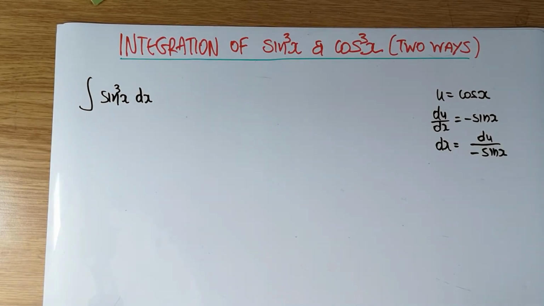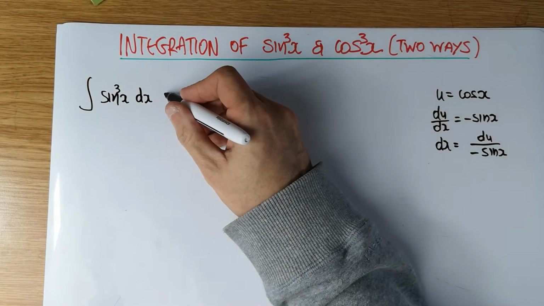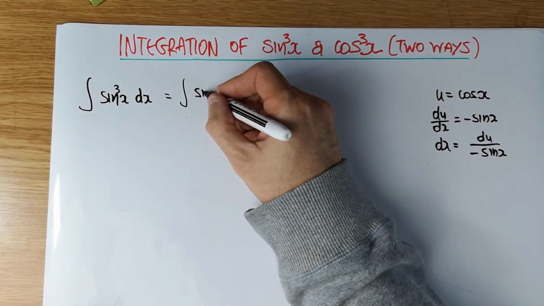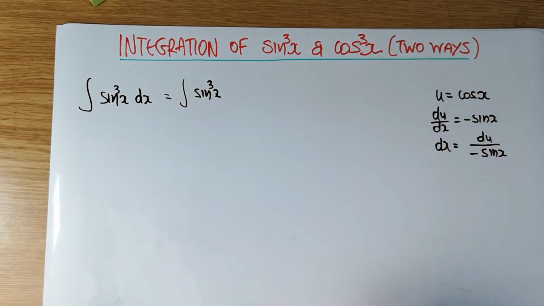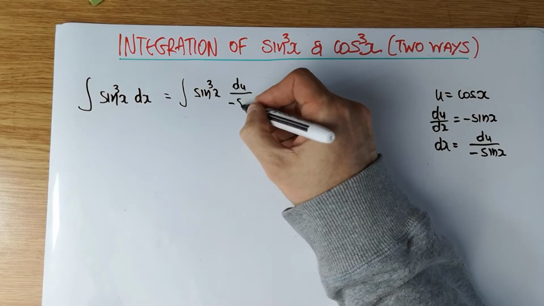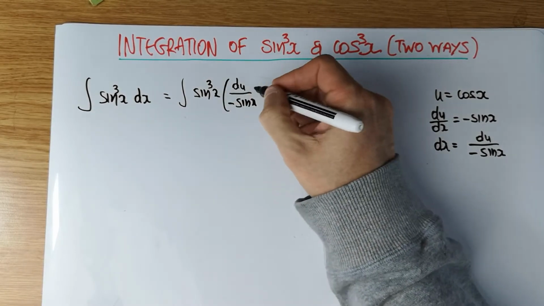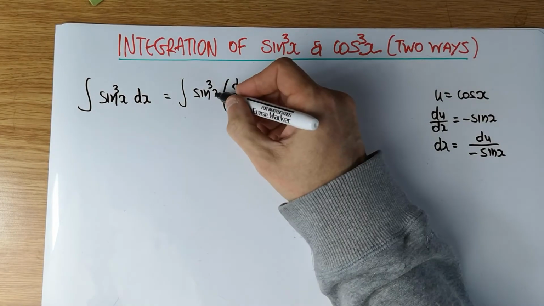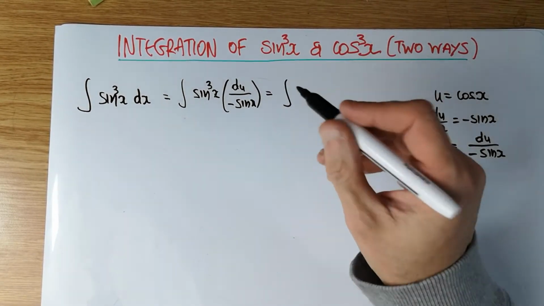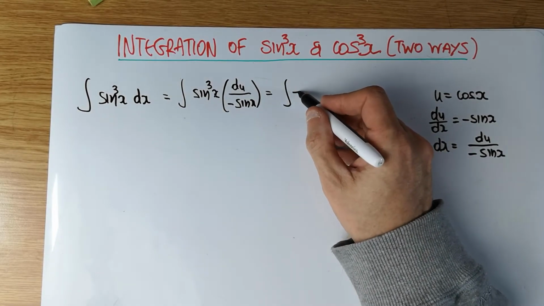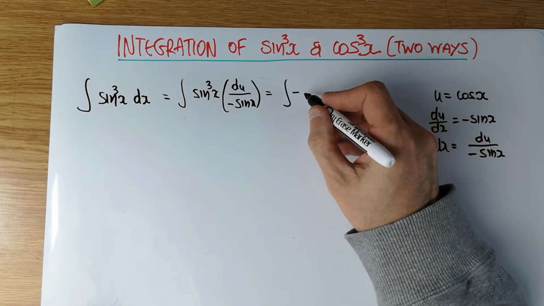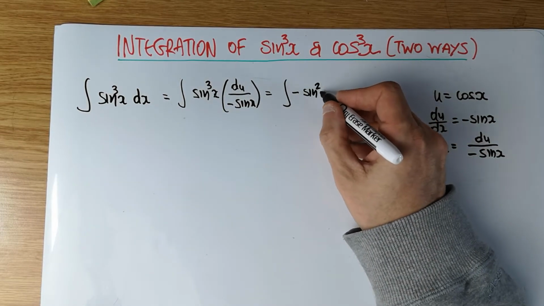Let's go back to our integral and see how it will transform. Of course, we cannot change the sine cubed, so let's leave it. There's the sine cubed. And we can replace the dx at this stage, so that will be du over negative sine x. We can cancel one of the sines, and let's keep in mind we have a minus, which I'm going to write in front. And sine cubed over sine x is, of course, sine squared of x.